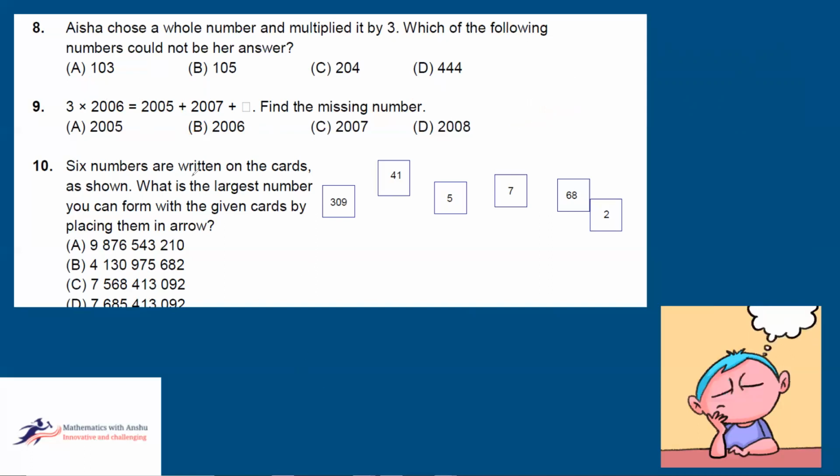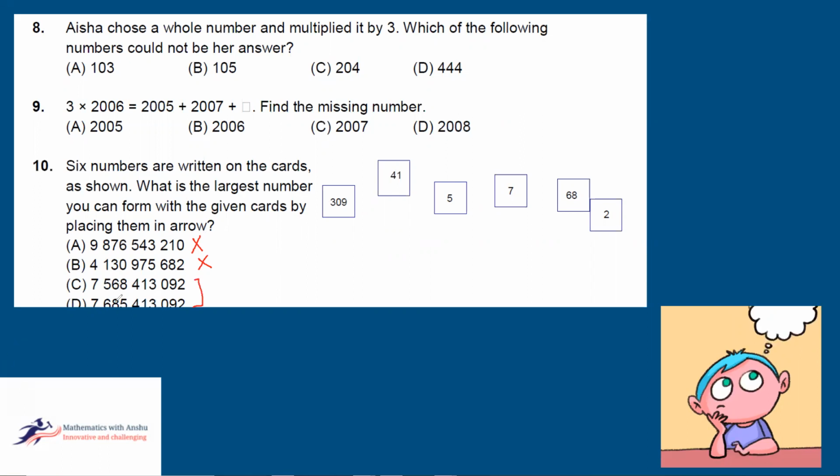Now next question. 6 numbers are written on the cards. What is the largest number you can form with the given cards by placing them in a row? The largest number will be possible only when we have 9 at the beginning. But placing them in a row, it is easy to understand that 9 cannot come at the beginning, because we don't have any place for it. If you start with 4, then it will not be a big number. So either C or D will be the answer.